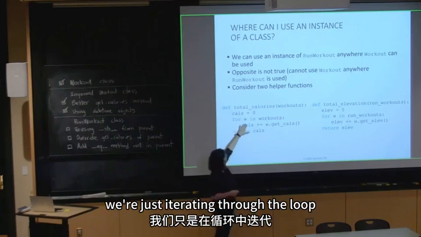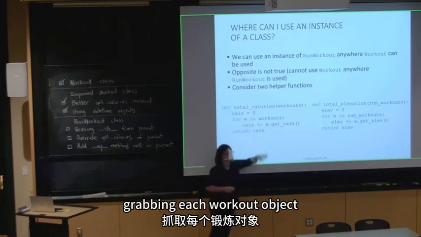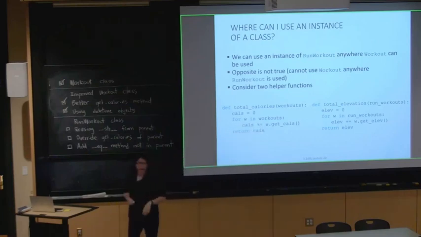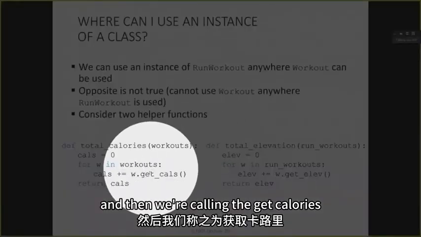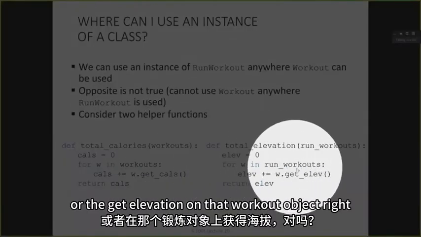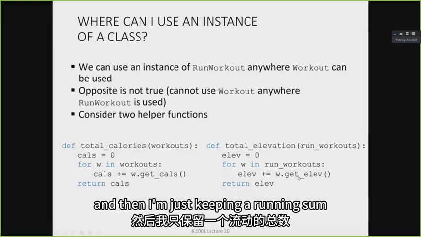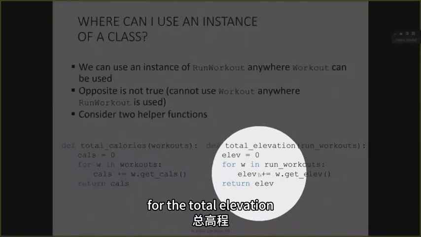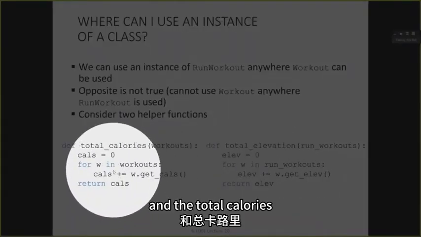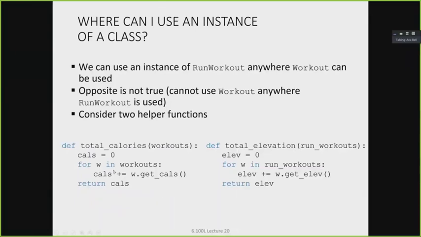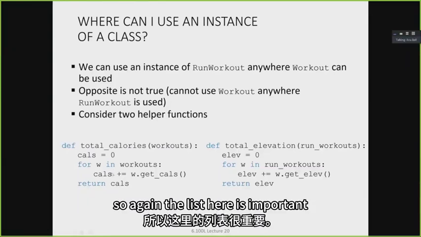We're just iterating through the loop, grabbing each workout object, and then we're calling the get calories or the get elevation on that workout object. So this will give me a number. And then I'm just keeping a running sum for the total elevation and the total calories, and at the end I return it. So again, the list here is important.